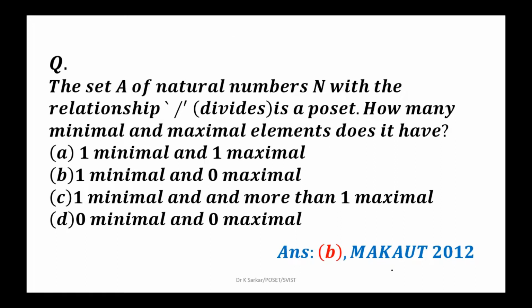Here is a question which appeared in the semester examination in 2012. The question is, the set A of natural numbers N with the relation divisibility is a poset. How many minimal and maximal elements does it have? Option A, 1 minimal and 1 maximal. Option B, 1 minimal and 0 maximal. Option C, 1 minimal and more than 1 maximal. Option D, 0 minimal and 0 maximal.